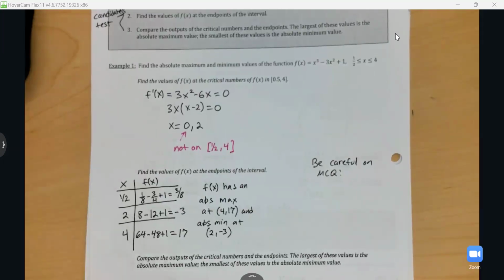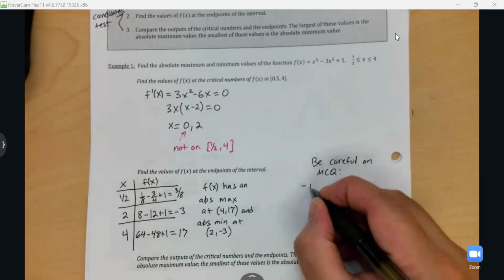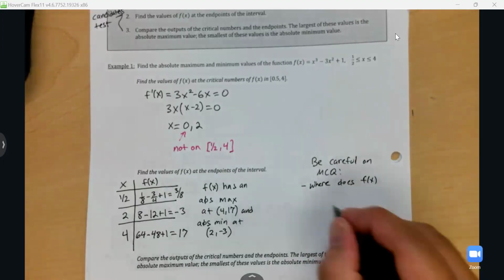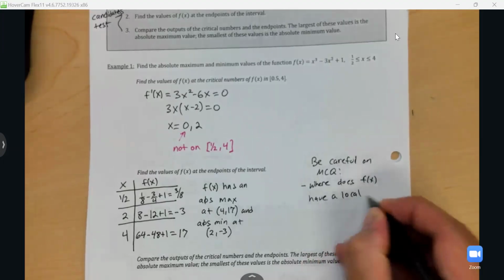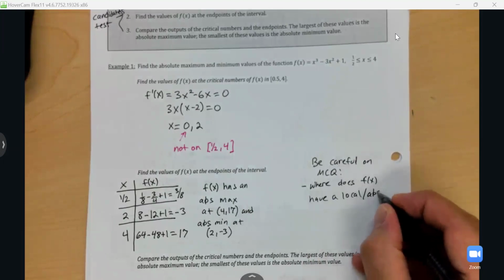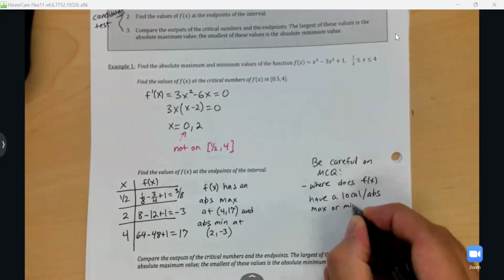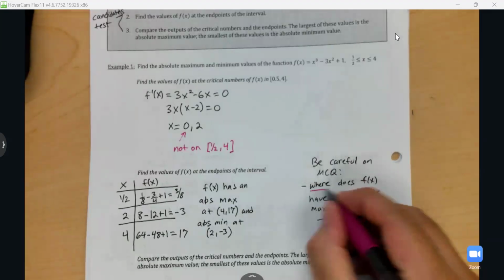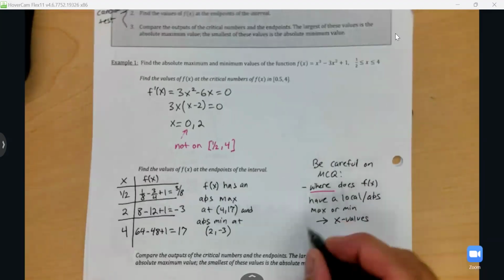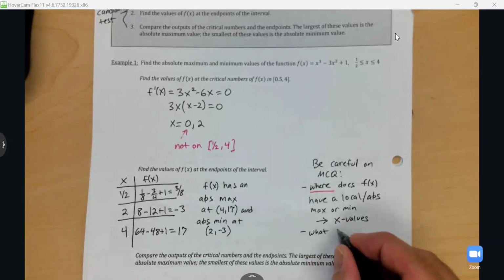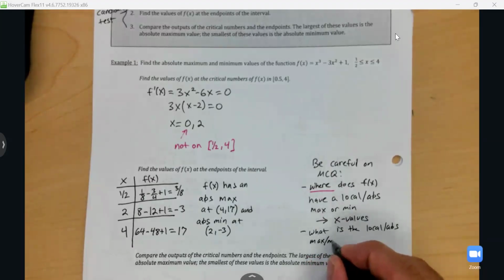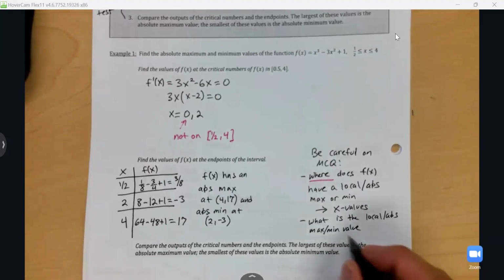Okay, so in general, here's some guidance on that. If you see the word where, for example, where does f of x have a local max or min, or absolute max or min, then that means they are wanting the x values. So the key word there is where. And if they change up the question to say what is the local max or min value, then they're wanting the y value.